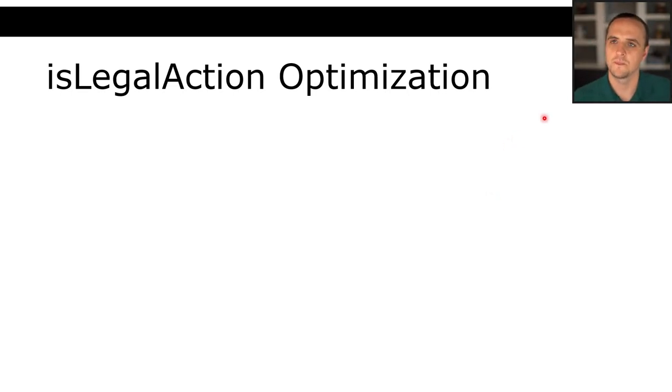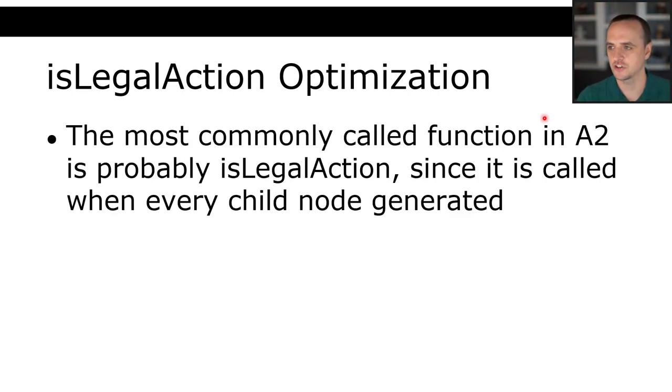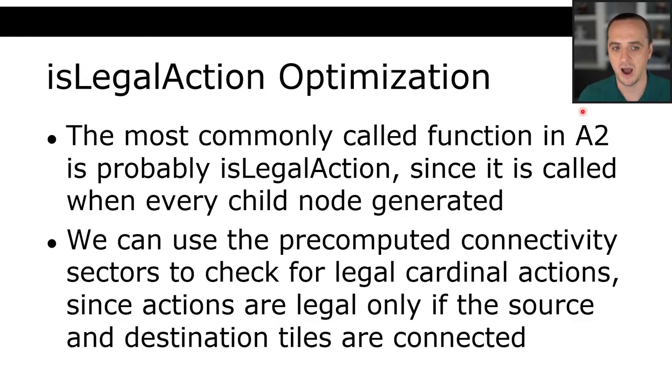So I talked about that one already, and I talked about this example already. So the most called function in assignment 2 is probably going to be the isLegal action. And it's called when every child node is generated, because for every new node, I have to check all 8 actions, which of those actions is legal. So I'm going to check the action, I'm going to compute the next state, I'm going to see whether or not it's legal. However, we can use the pre-computed connectivity sectors to check for legal cardinal actions. Since actions are legal only if the source and destination are connected. So connectivity gives us legality as well, which is really, really cool.